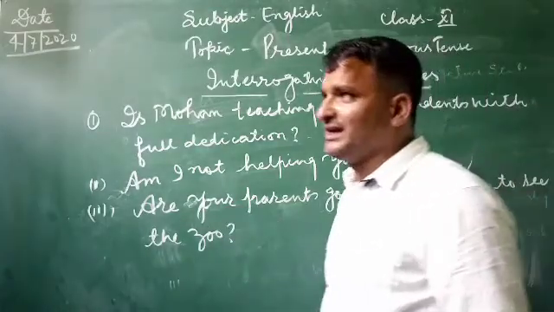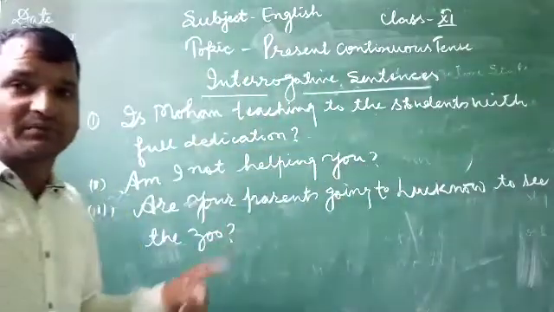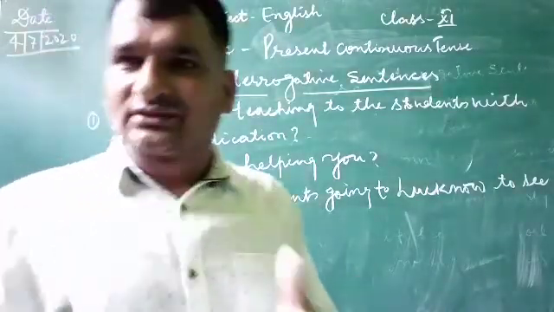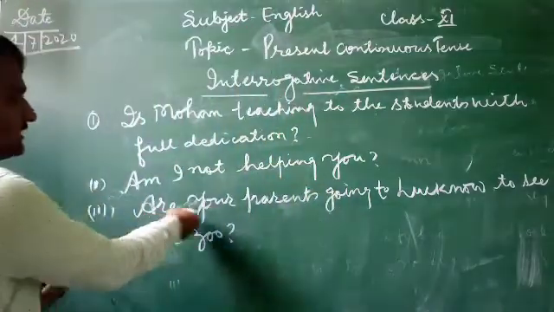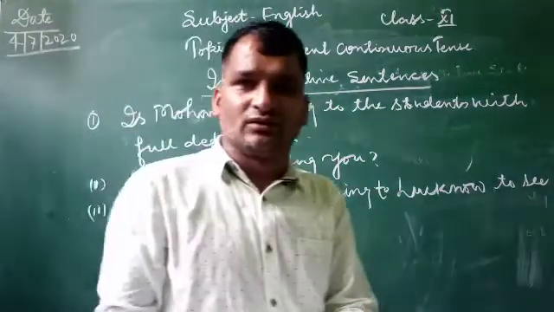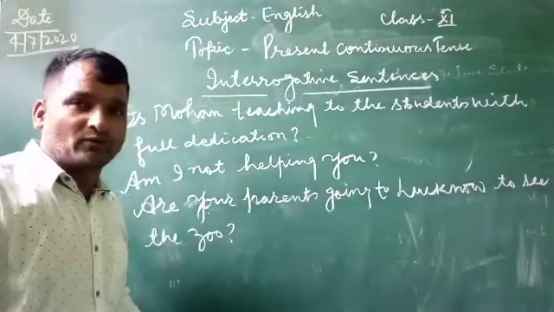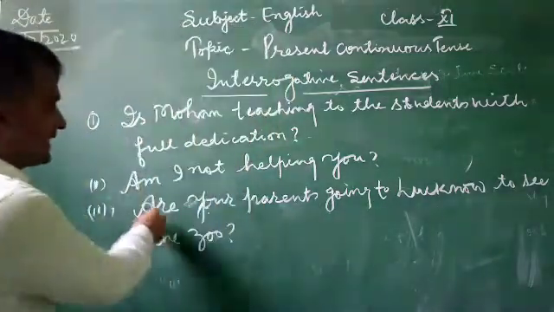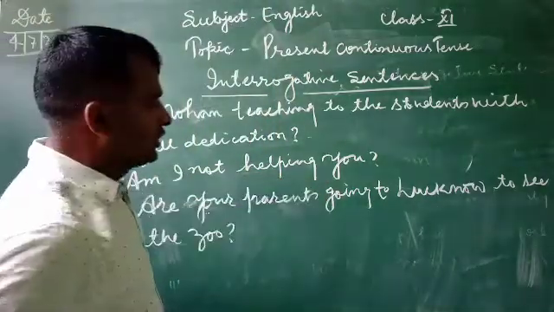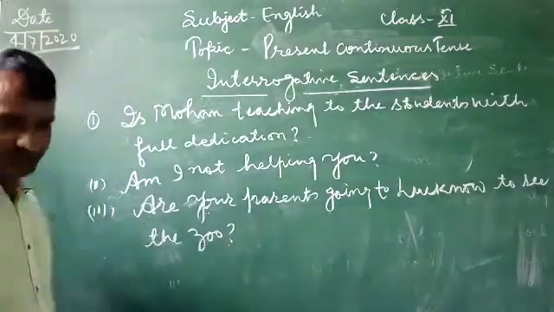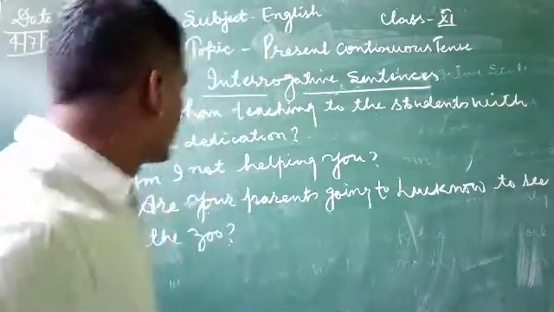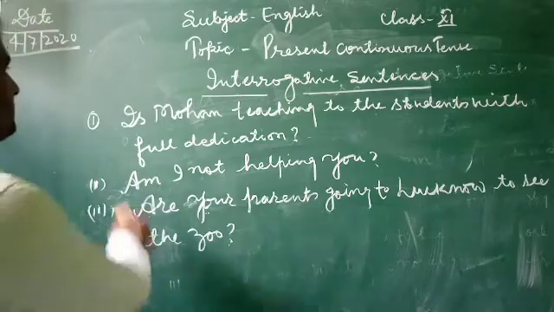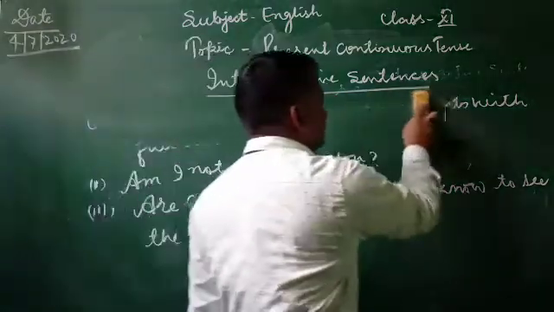But the sentence must have complete meaning. You shouldn't forget the definition of a sentence. A sentence is a group of words, you know very well. Are your parents going, etc. These are the words. A sentence is a group of words that has complete meaning. Are your parents going to Lucknow to see the Jew? This is your sentence in interrogative form. But my dear students, the structure of an interrogative sentence is like that.